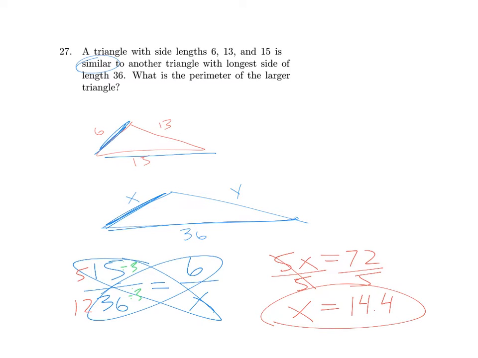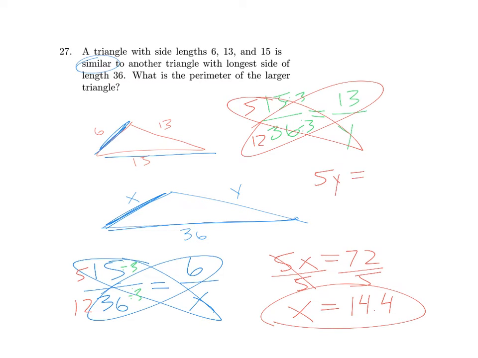All right, use green now. I'm going to have 15 over 36, once again, is equal to 13 over y. All right, once again, I could simplify this. So I end up with 5 over 12. I'll cross multiply. So 5y is equal to 156. Divide by 5. And y is equal to 31.2.